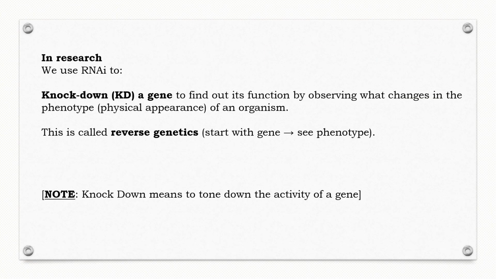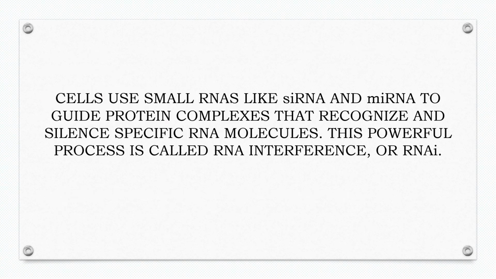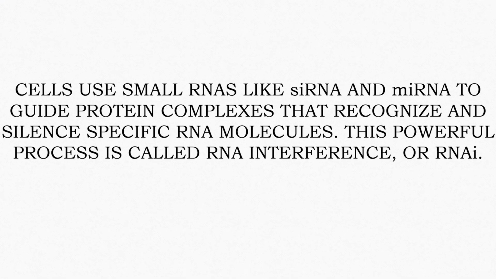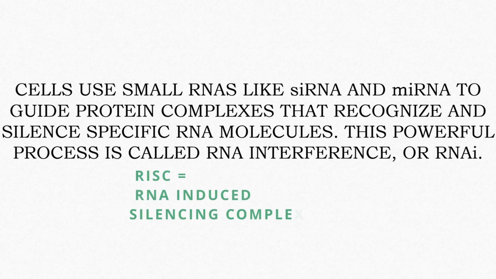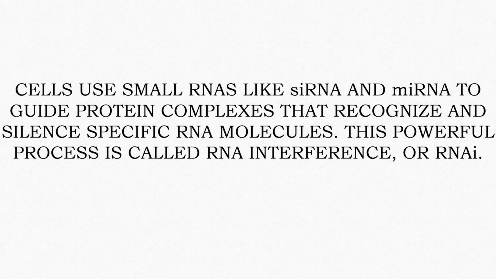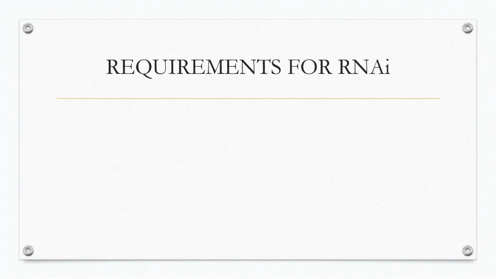In research, we use RNAi to knock down a gene, that is, to disrupt the activity of a gene so that we can study its function. Now, how does this process exactly work? On sensing any unwanted RNA, the cells make small RNA molecules called siRNA and miRNA, which act as guides. That is, they direct a protein complex named RISC, or RNA-induced silencing complex, that can bind to and cleave your targeted mRNA molecule. This is the principle behind RNA interference.